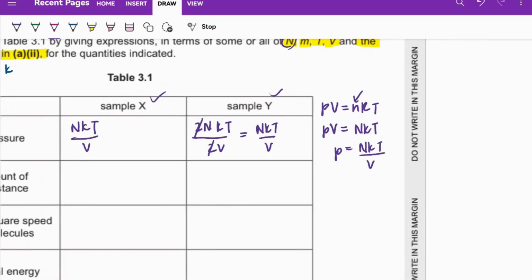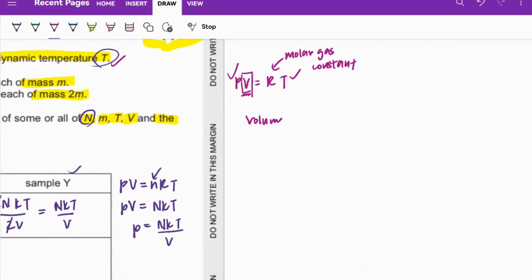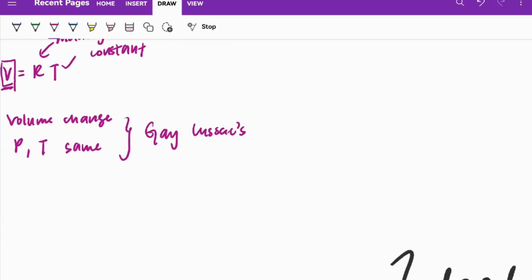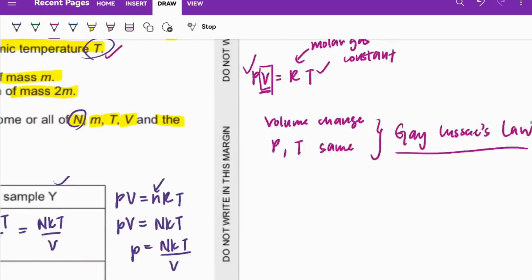This is actually when volume is changing, P and T, which is pressure and temperature, are the same. This is actually Gay-Lussac's law. I am not sure if I'm spelling the name correctly. I hope I am. Gay-Lussac's law. It's one of the ideal gas laws. Yep. So yeah, that's how we get for pressure.